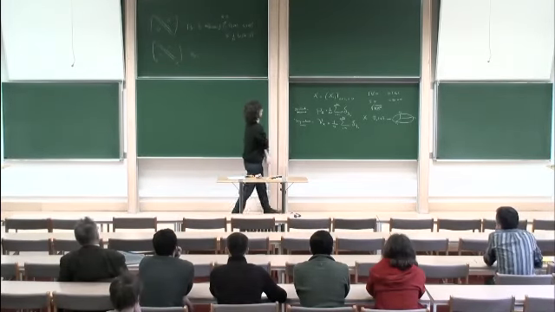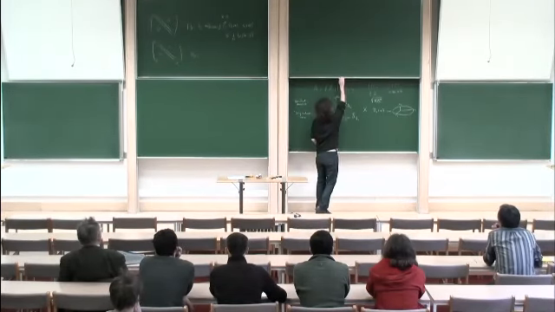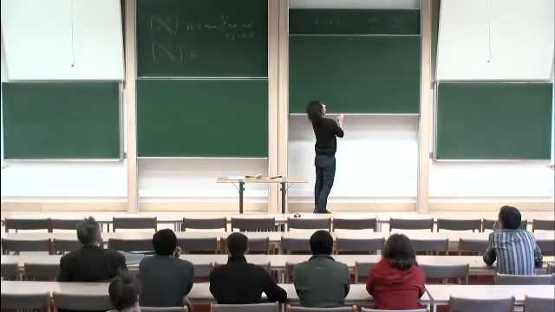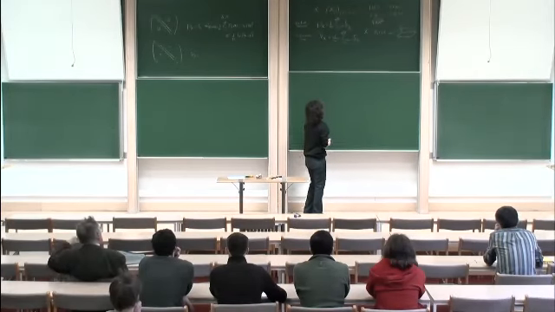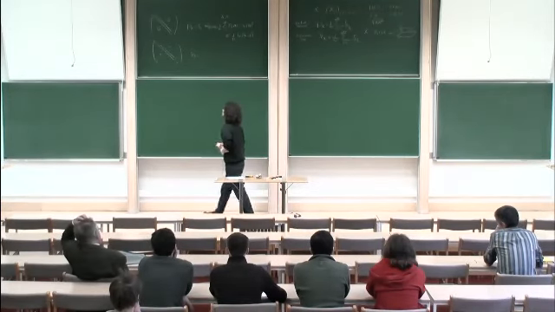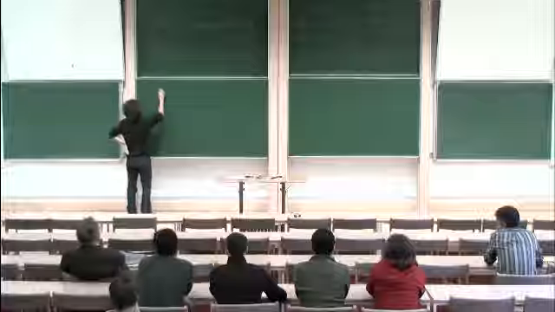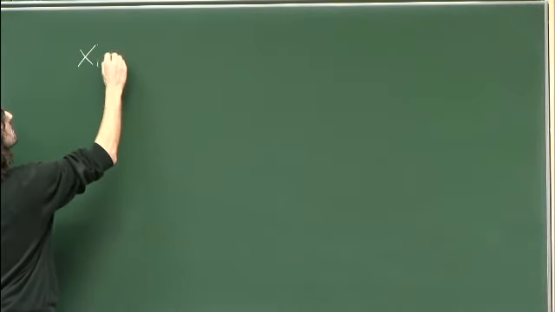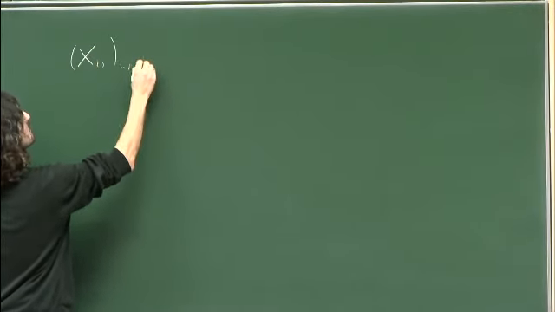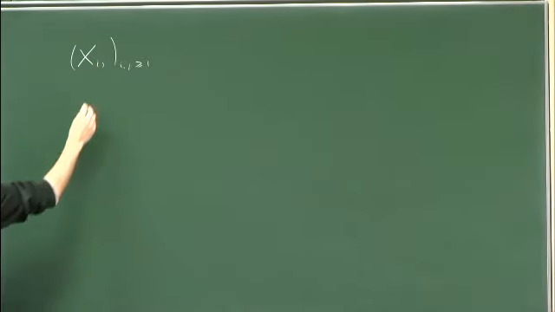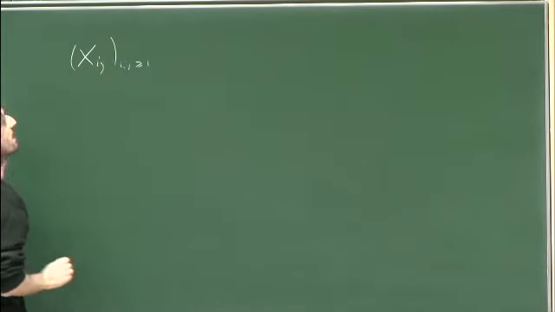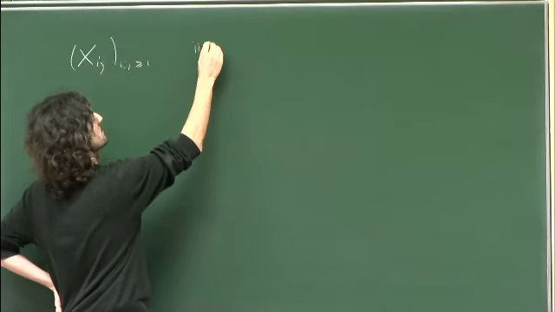So I will speak about random matrices. We will take a probability model for the entries of the matrix. The basic model is just to take a collection X_ij of iid random variables.